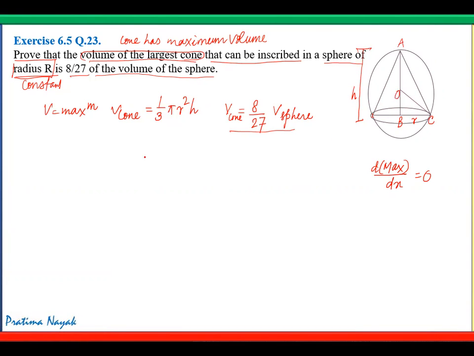Then here the volume of the cone V is equal to 1 by 3 pi r square h, and this is maximum. So I have to differentiate it.